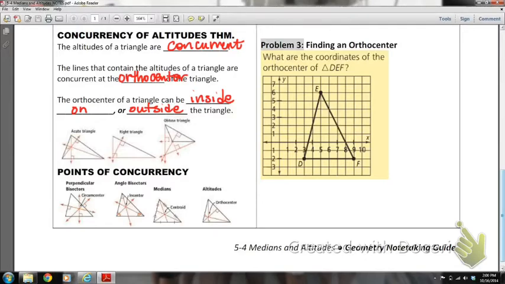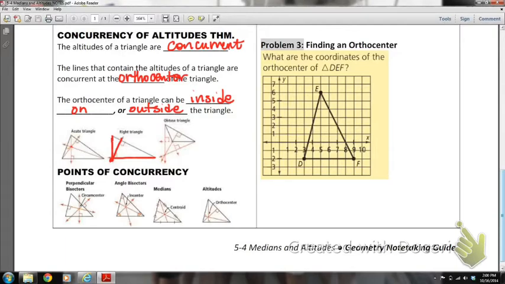In an acute triangle, this point of concurrency where these altitudes meet, the orthocenter, is always going to be inside the triangle. On a right triangle, the altitudes are actually the legs of the right triangle, and then this segment is also an altitude. So where they're meeting down here, at the vertex where the right angle is for the right triangle, is where the orthocenter is located.